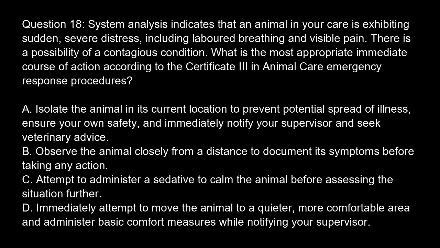Question 18. System analysis indicates that an animal in your care is exhibiting sudden, severe distress, including labored breathing and visible pain. There is a possibility of a contagious condition. What is the most appropriate immediate course of action according to the Certificate III in Animal Care Emergency Response Procedures? Option A. Isolate the animal in its current location to prevent potential spread of illness, ensure your own safety, and immediately notify your supervisor and seek veterinary advice.